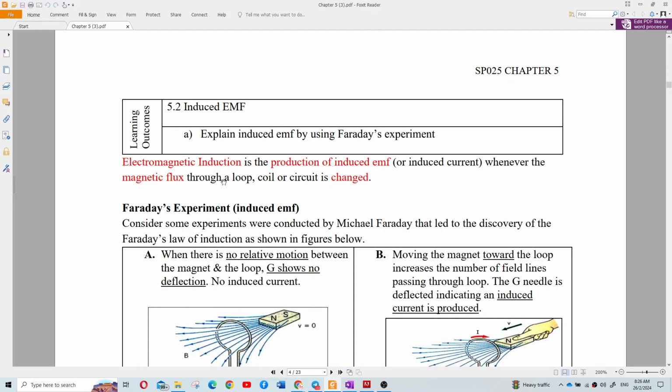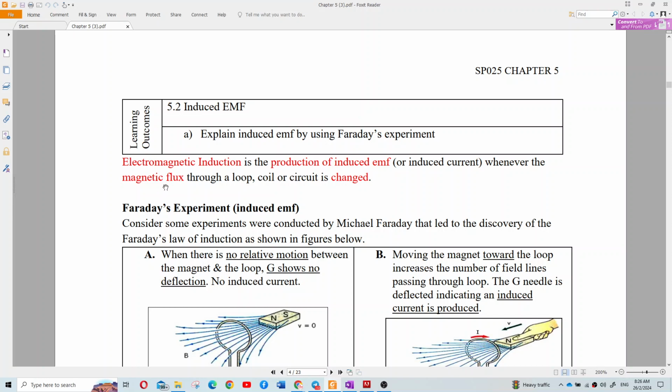It is explained by Faraday's experiment. Electromagnetic induction is the production of induced EMF or induced current whenever the magnetic flux through the coil, the loop, or circuit is changed. So how is the EMF, or electric, generated? He says the key is if there is magnetic flux change.